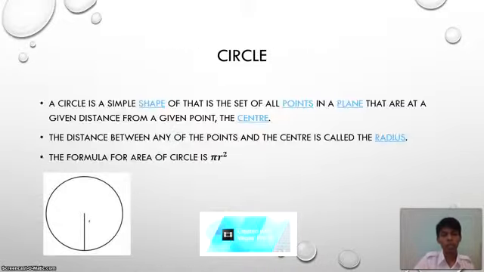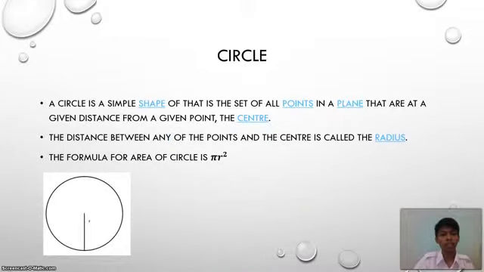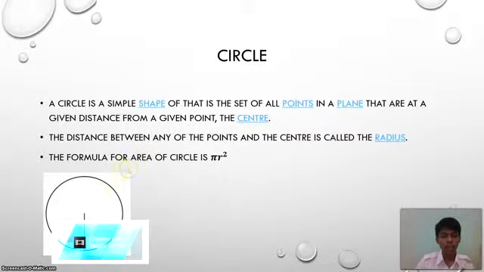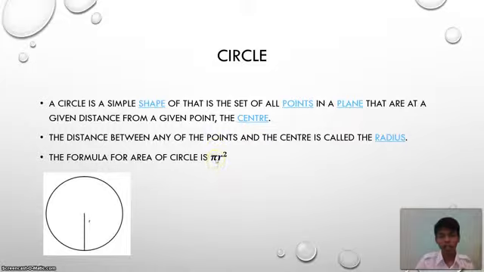Then I will explain about circle. What is circle? A circle is a simple shape that is the set of all points in a plane that are at a given distance from a given point in the center. The distance between any of the points and the center is called the radius. The formula for area of circle is pi r square. R is the radius for the circle. It is an easy one because we just use the pi r square for calculating the area of the circle.